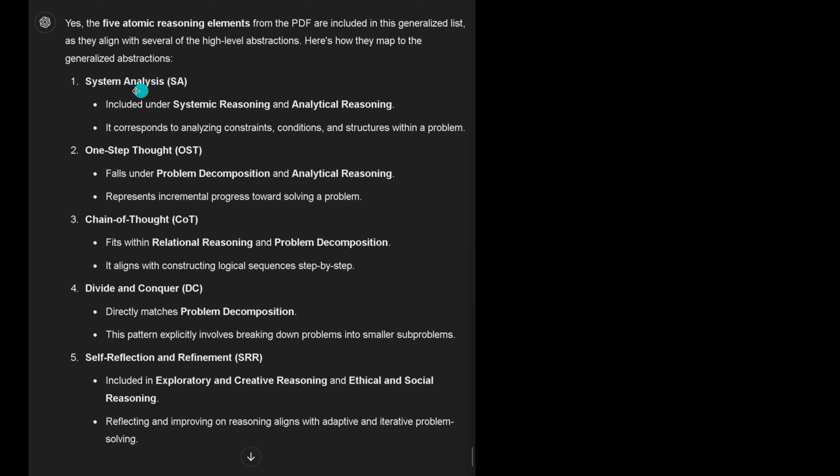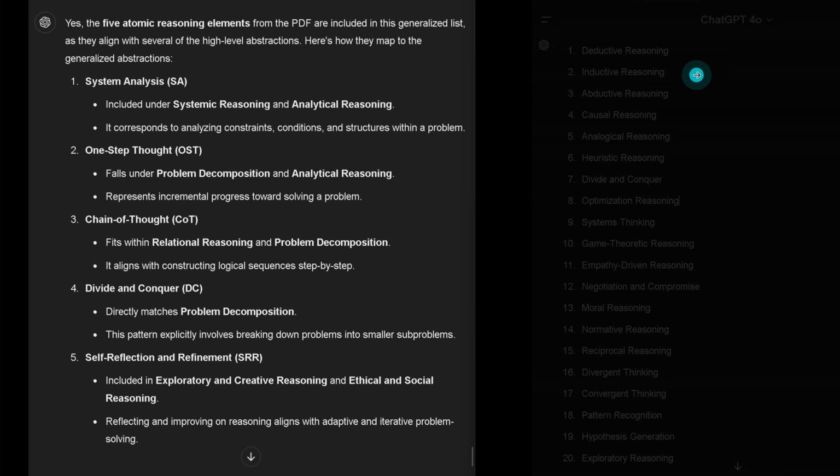It's actually quite easy because their system analysis we can integrate under system reasoning and analytical reasoning. The one-step thought process is simply problem decomposition, also going with analytical reasoning. Chain of thought is relational reasoning and problem decomposition. Divide and conquer, problem decomposition. And then everything that is connected with self-reflection goes in exploratory and creative reasoning. And maybe you also have a part in ethical reasoning. So I think we are quite set here on our minimum set of 5 or 6 atomic reasoning elements.